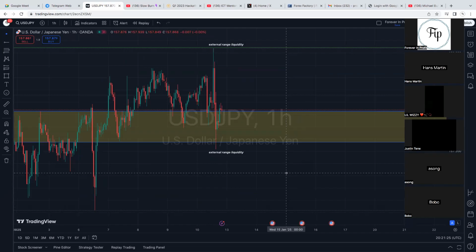Now, reinforcing the order block theory, right? We have a bullish order block. So what is a bullish order block? A lot of people ask me that question. What is a bullish order block?